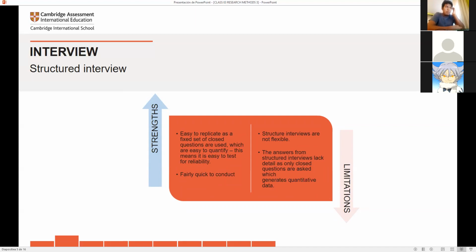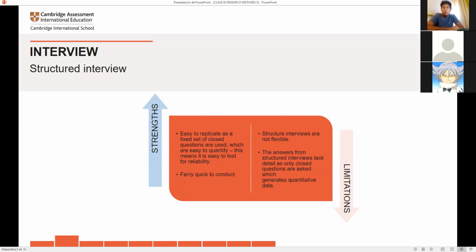It is easy to replicate because you have a structured set of questions and a logical order to them. For example, you first ask for name, gender, age, and then you move on to what do you think about this and that, and why, and why, and why. That's a structured interview. And it's fairly quick to conduct. A structured interview may take 20 or 30 minutes, depending on the number of questions; a 15-question or a 10-question interview may take approximately 30 minutes, sometimes even more.